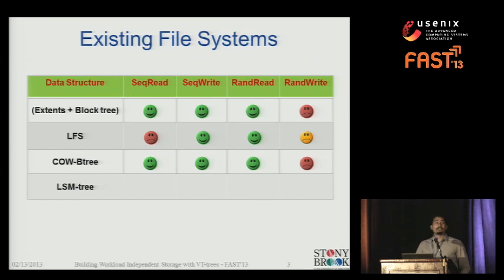And then we have the LSM-tree, which is widely used in write-optimized databases like Cassandra, HBase, or Bigtable. They have a very interesting property: they have good sequential read as well as random writes, but they have problems with sequential write. So we're going to discuss the LSM-tree in the next few slides.